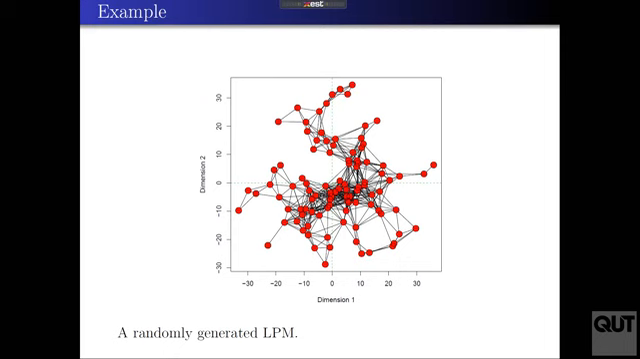I generated this data with a strong effect on the latent distances, meaning that the latent position of a node essentially determines all of the edges. As you can see, there are no long edges, right? And we're capturing all of the heterogeneity in this graph with the latent distances.